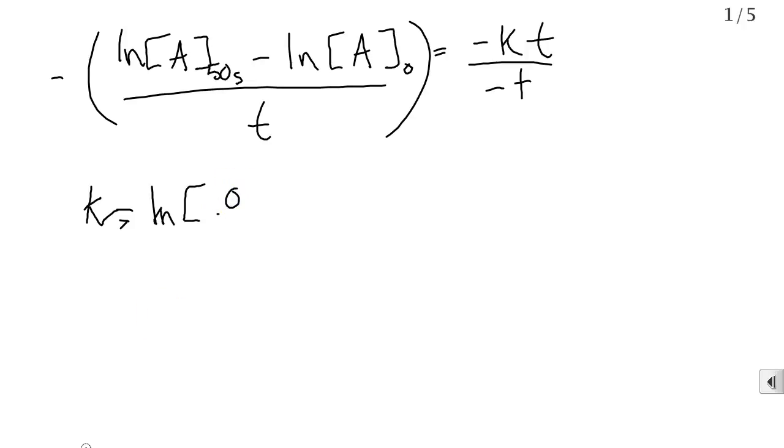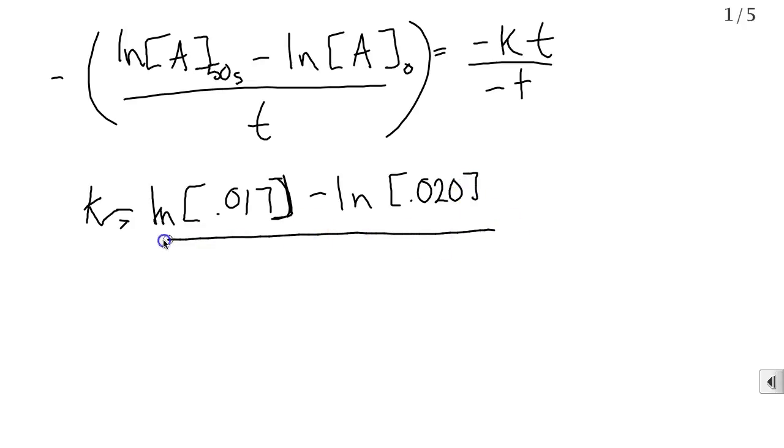Okay, so what was it? 0.017? Yeah. Oops, brackets. There we go. And then subtract the natural log of the concentration at the beginning. And then this t, y'all, is this t. It's the same t. So the time is 50 seconds. And all of this, again, is negative.